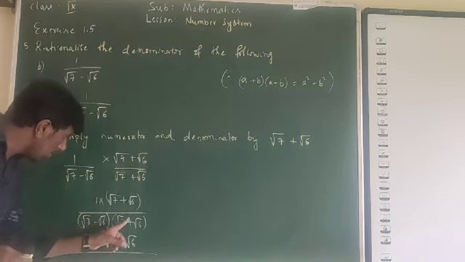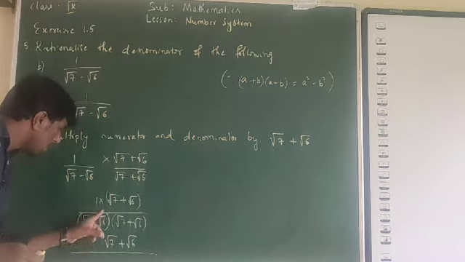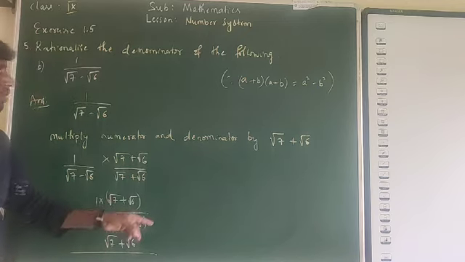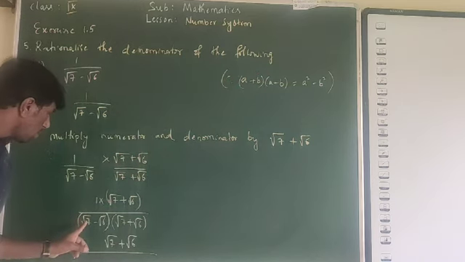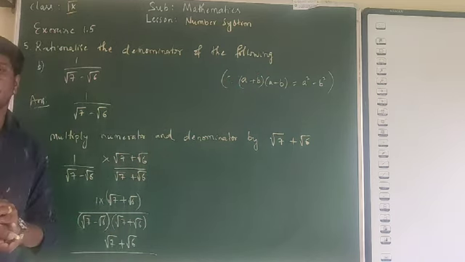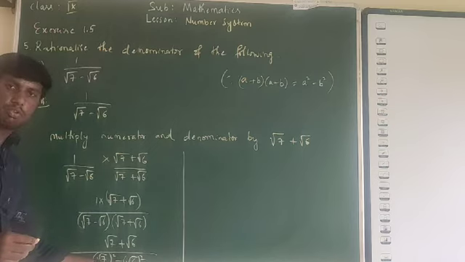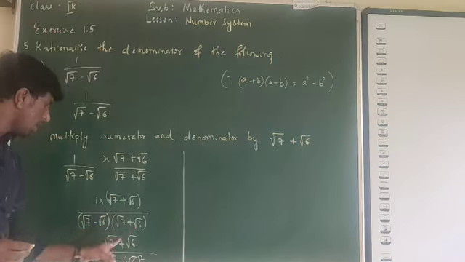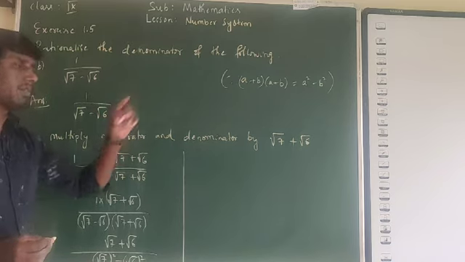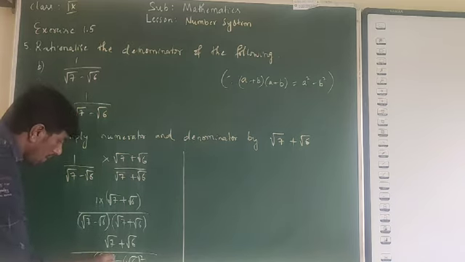You can observe very carefully, this is a minus b into a plus b. In the place of a we have root 7, in the place of b we have root 6. What is that? A square minus b square, that means root 7 square minus root 6 square. A minus b into a plus b can be written as a square minus b square. Now in the denominator, the square and square root will cancel. So write the remaining. In the numerator I have root 7 plus root 6.